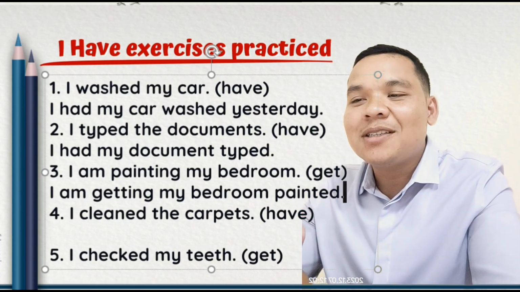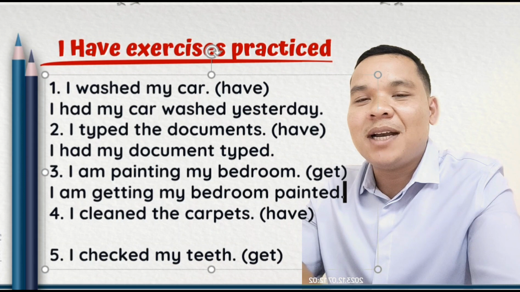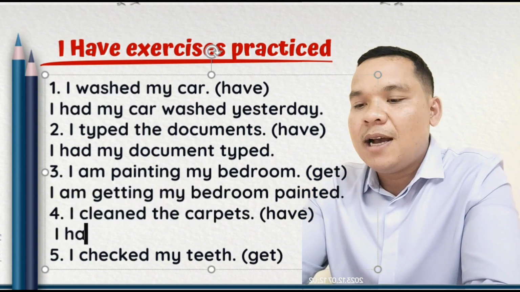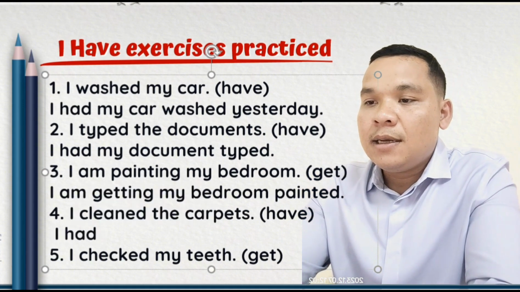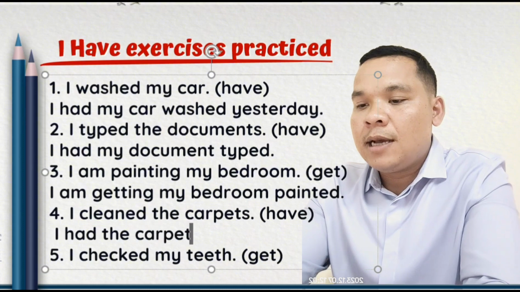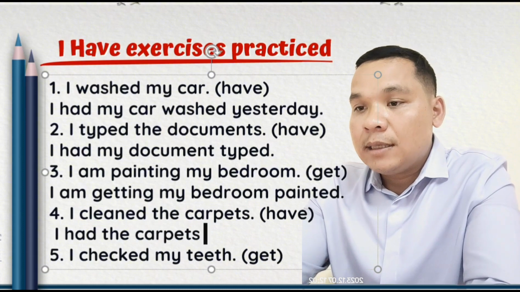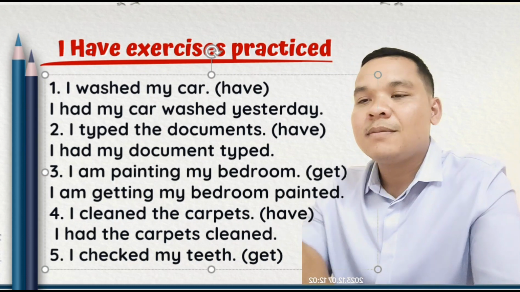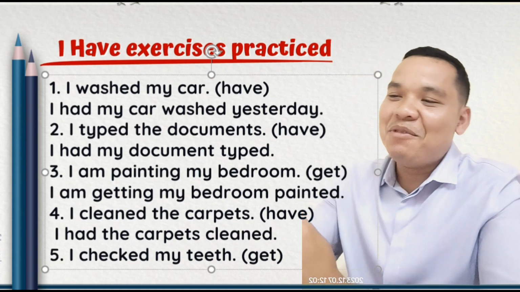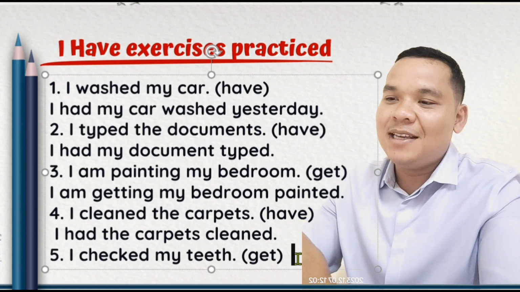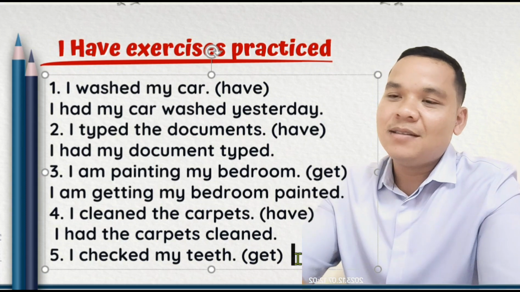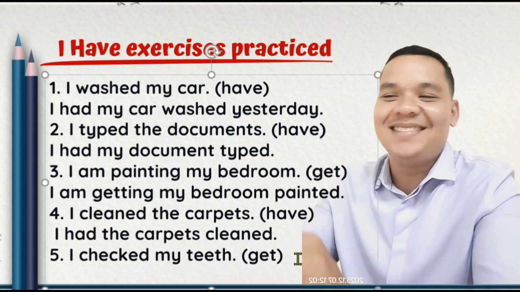How about number four? I clean my carpet. Past tense, you can make the same: I had the carpets cleaned. Cleaned. See. Got it? Number five. It's very easy to practice. Just remember the structures. Have something done. Get something done.